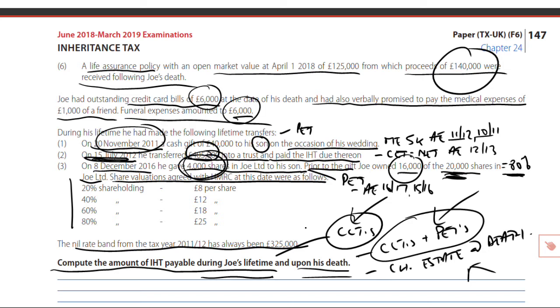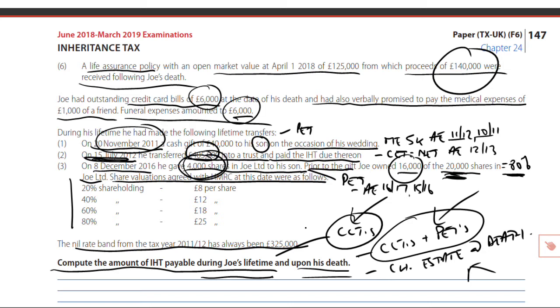Okay, so the approach. Again, if you can't remember, I hope you can from the approach to exam questions note that lies above this. The first thing that you've got to do is to compute the chargeable transfers, the chargeable transfer working. Now, we can see here that we've got 3 such transfers. We've got the PET, November 11, followed by the CLT, July 12, followed by a further PET, December 16.